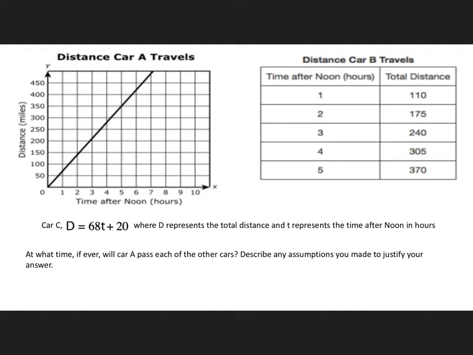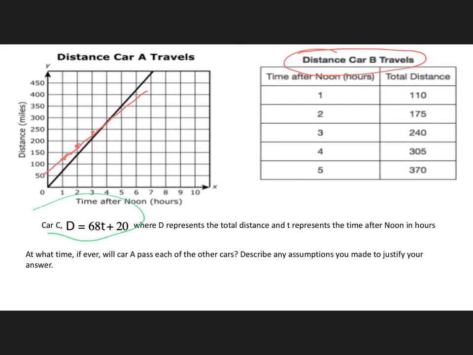Let's try that first. So, I'm going to use red to represent the distance car B travels. I know that at hour 1, it was at 110. So I'm going to come here, hour 1, 110, and put a dot right about there. Hour 2 is at 175. Hour 3, it was at 240. Again, that's not real easy to put on this graph. So I can make a line, right? And I can sort of see where that is. There's car B.